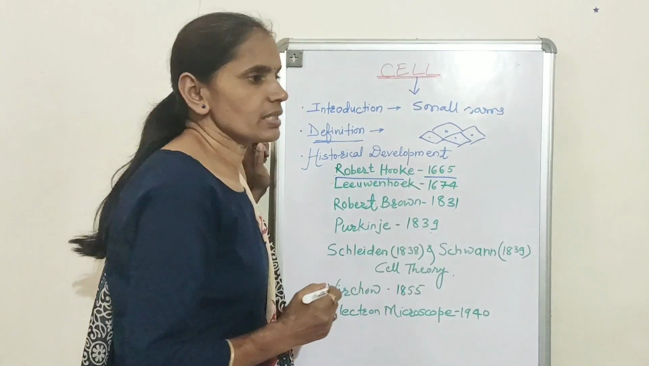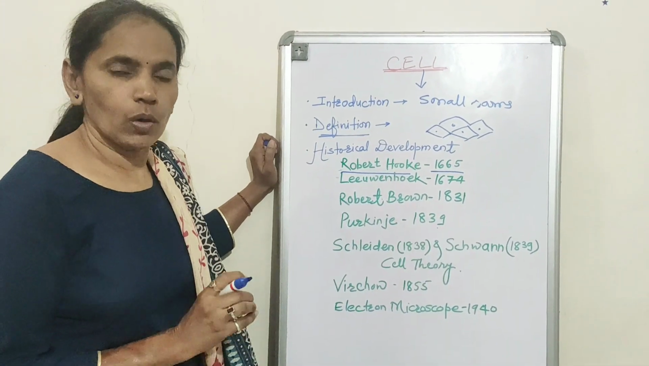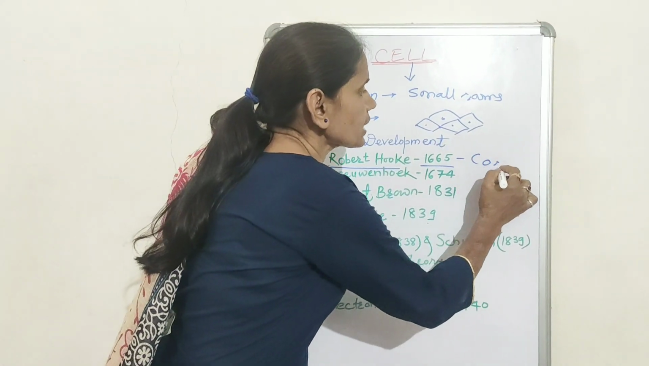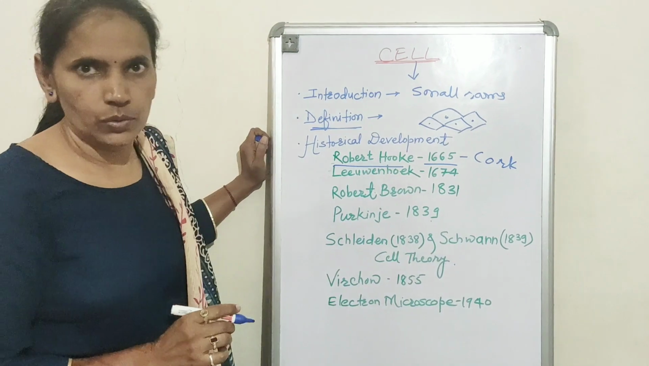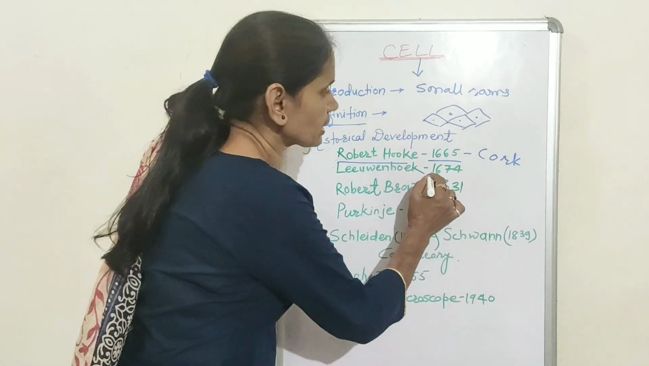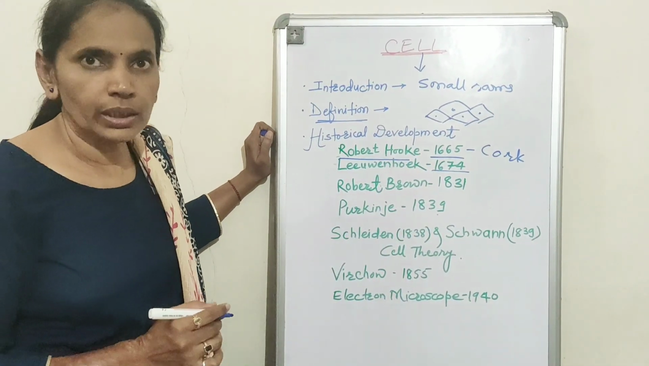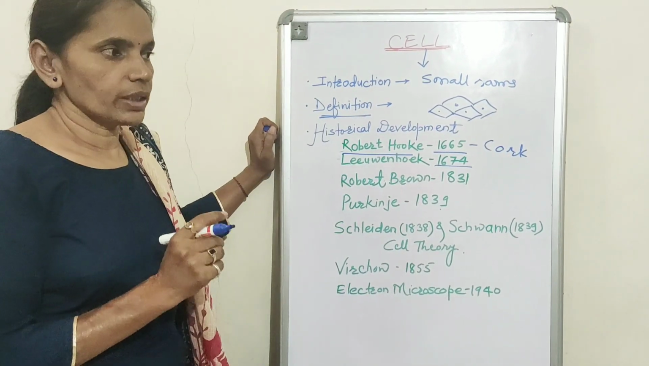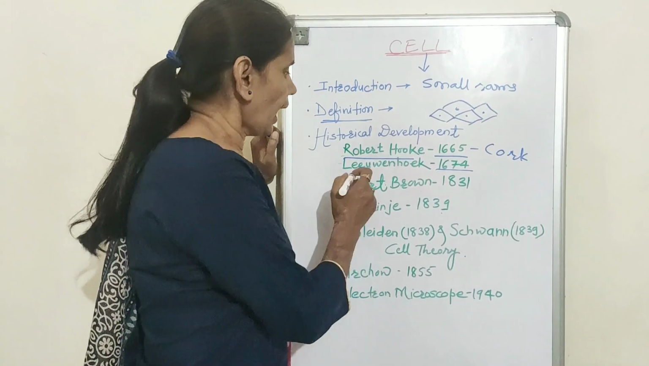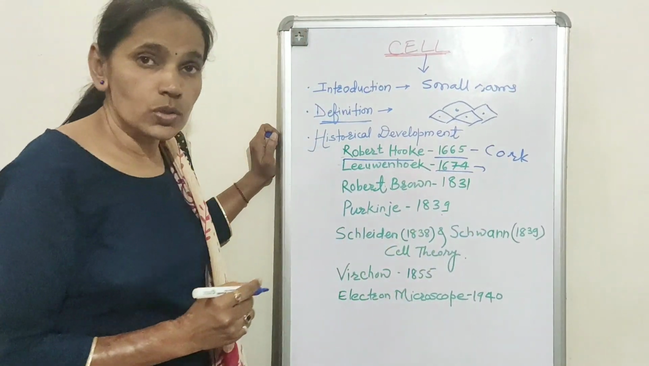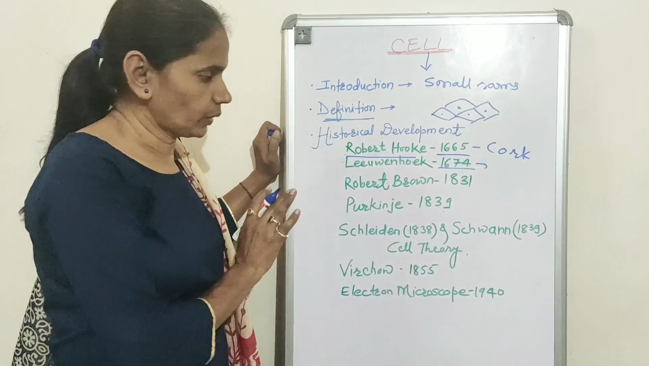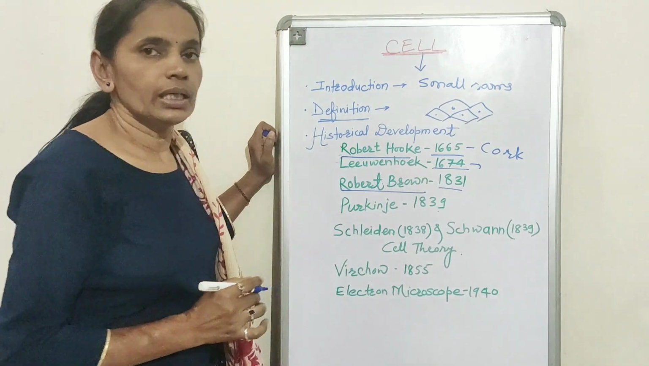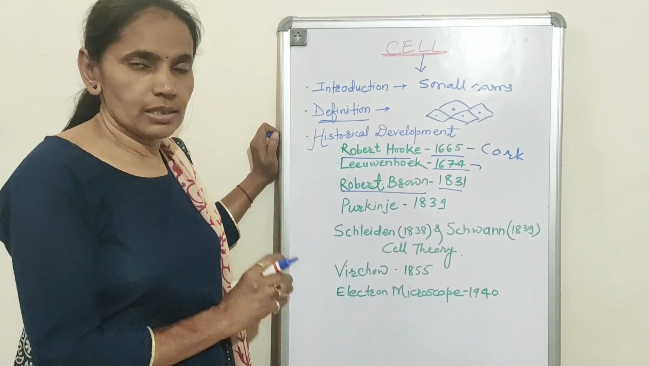Robert Hooke in 1665 for the first time observed the cells, or discovered the cells, when he observed a cork slice under a primitive microscope. Further, in 1674, Antony van Leeuwenhoek, with his advanced microscope, observed live cells in pond water, and as a result he is also known as the father of microbiology. Further, in 1831, Robert Brown discovered the presence of the nucleus in the cell.